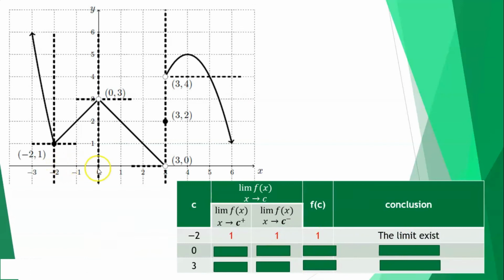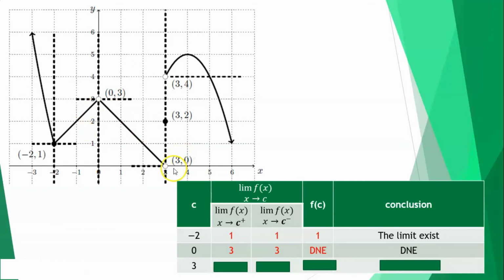Okay, next, if it's 0, this one. So approaching 0 from the right, the value for our y is 3. Now approaching 0 from the left, the value for our y is also 3. But if our x is exactly 0, the value for our y does not exist. Why? Because it is unshaded at this part. So therefore, our conclusion here, the limit does not exist.